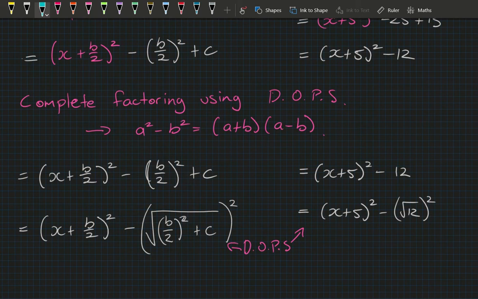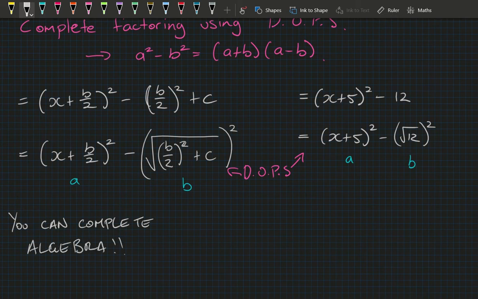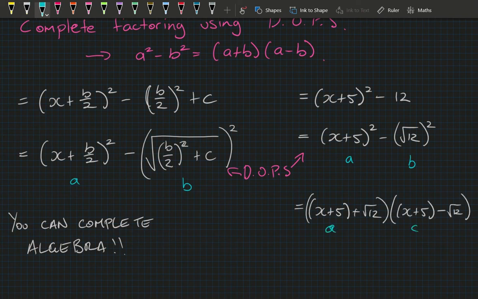So as I've written above, this would be the a, and this would be the b, and this would be the a, and this would be the b. Of course they're squared. Now, as far as this algebraic version goes, I'll let you complete that algebra. It's a bit brutish for me, but I can do this other one. That's going to equal (x plus 5 plus the square root of 12) times (x plus 5 minus the square root of 12). So here you can see our a and the b. Alright, so that's how we'll factor once we've completed the square.